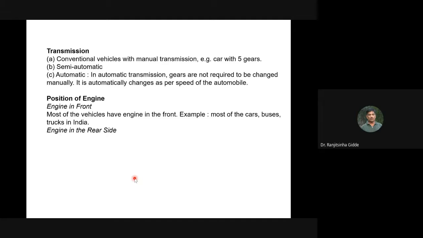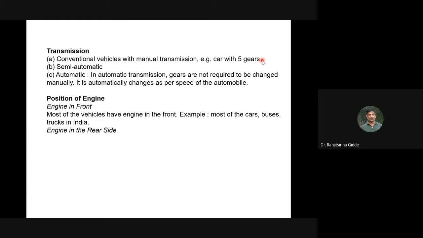Then, another classification is made on the basis of transmission. So, conventional vehicle with manual transmission, a car with 5 gears. Manual means we need to engage the gear. So, that is conventional vehicles. And those models which can be purchased by spending more cost come under the premium category.